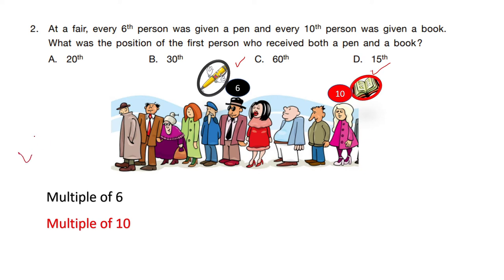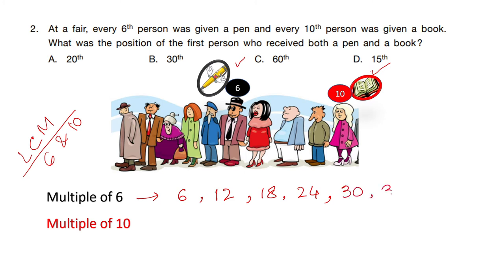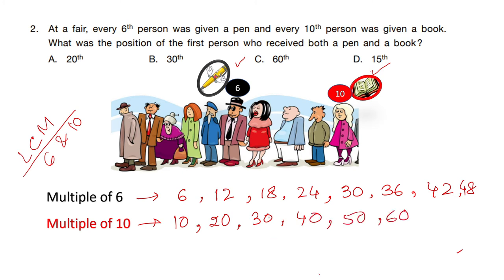So, what we need to find is the LCM, that is the lowest common multiple of 6 and 10. How do we do that? Well, multiples of 6 will be 6, 6 times 2, 12, 6 times 3, 18, 6 times 4, 24, 6 times 5, 30, 36, 42, 48, and so on. How about 10? 10 is 10, first multiple, this is the second multiple, third multiple, fourth, fifth, and sixth. And here the first common multiple between both of them is 30. Hence, our answer is option B, 30, which will receive both pen as well as the book.